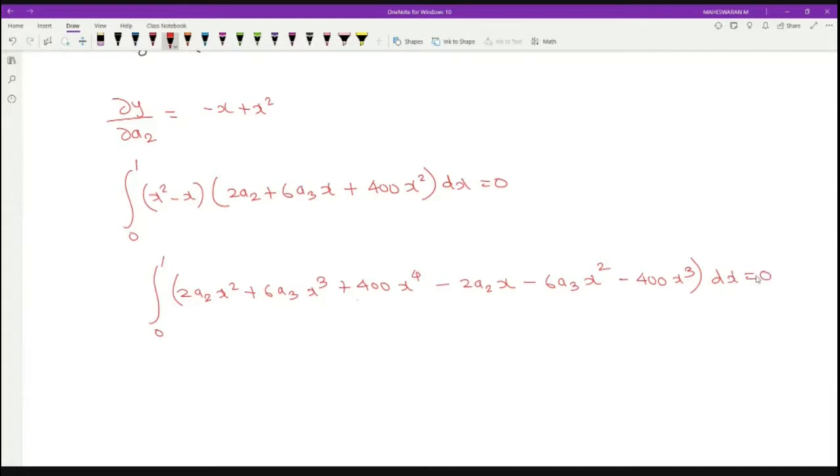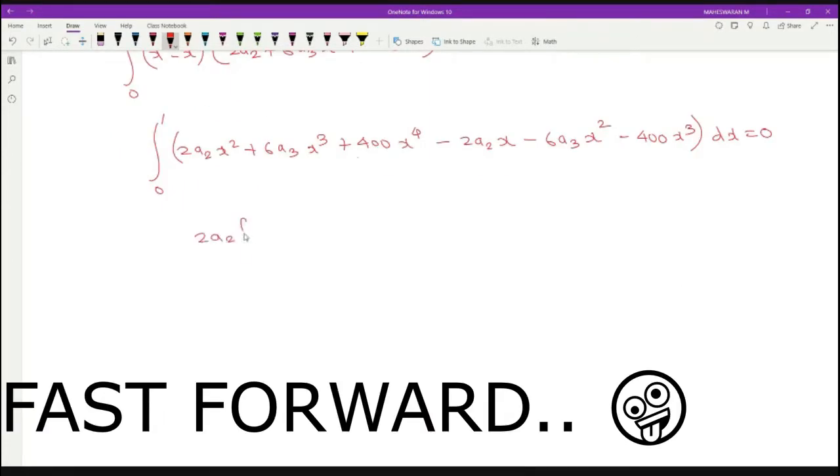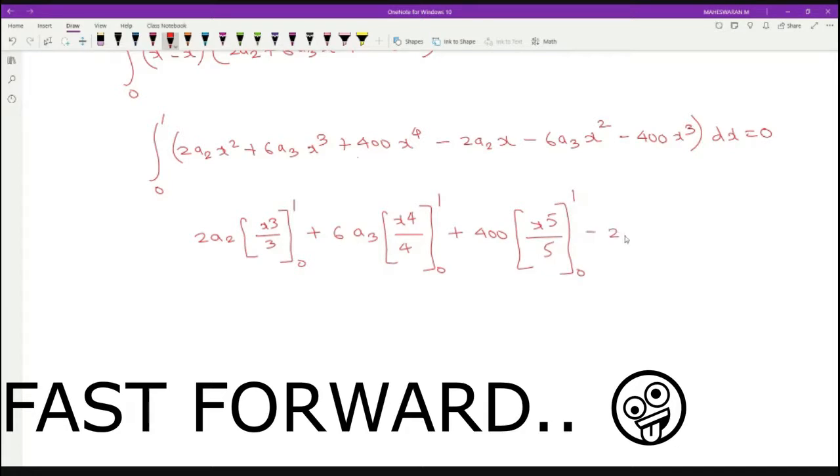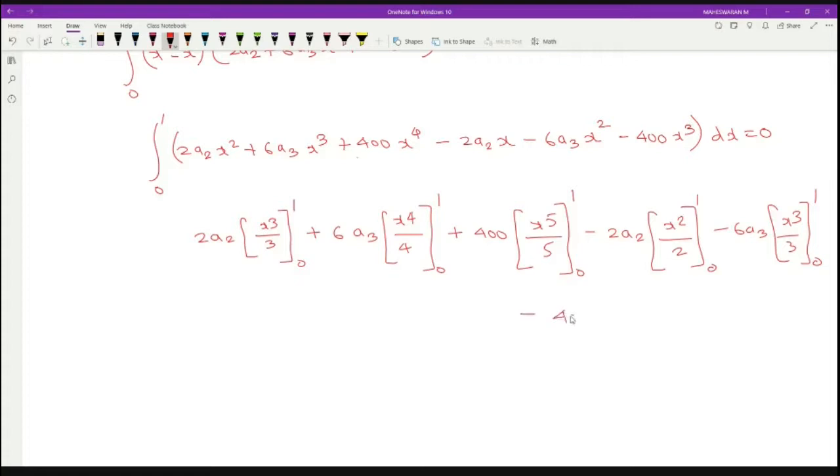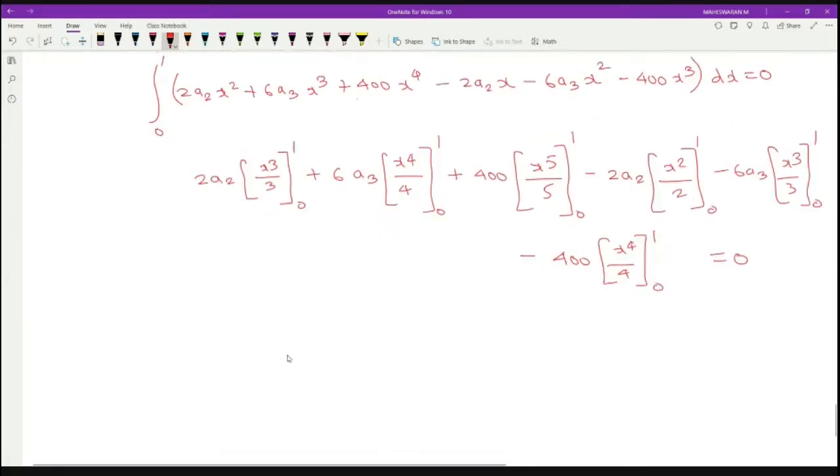This I have to integrate. So I'll directly integrate. I'll get 2a2 times x cube by 3 under the limit 0 to 1, plus 6a3 times x power 4 by 4, the limit is 0 to 1, plus 400 x power 4, integrating it I'll get x power 5 by 5 under the limit 0 to 1, minus 2a2 x, when I integrate it I'll get x square by 2 under the limit 0 to 1, minus 6a3 x square, integrating I'll get x cube by 3, the limit 0 to 1, minus 400 x cube, you get x power 4 by 4 under the limit 0 to 1. So this should be equal to 0.